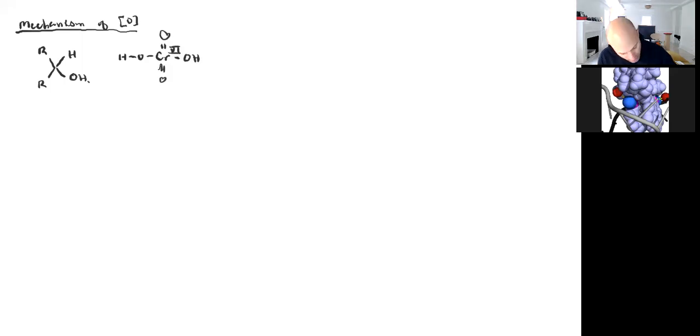an oxygen lone pair attacks the chromium center, okay? And I don't want to go up to 10 electrons around chromium. So we need to break a bond. And the weakest bonds are going to be the pi bonds to oxygen. And so we can push electrons up, all right? And what that gives us is an intermediate that looks like this.